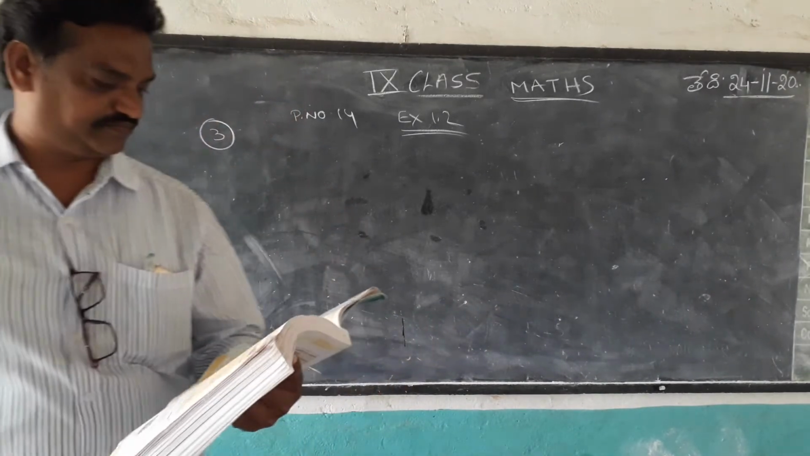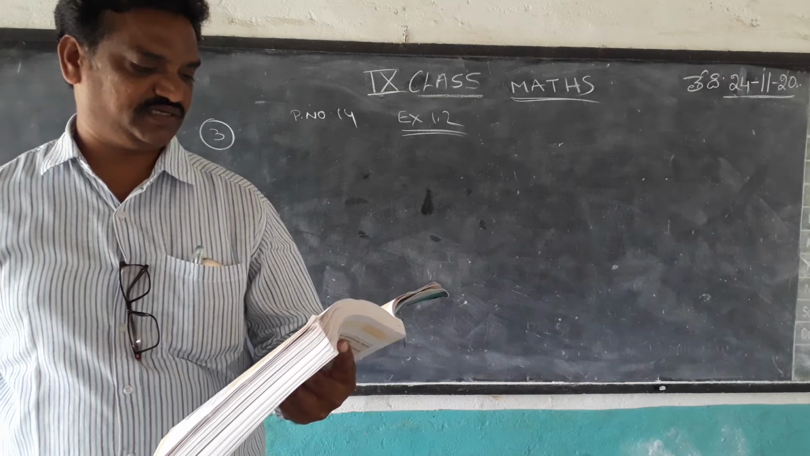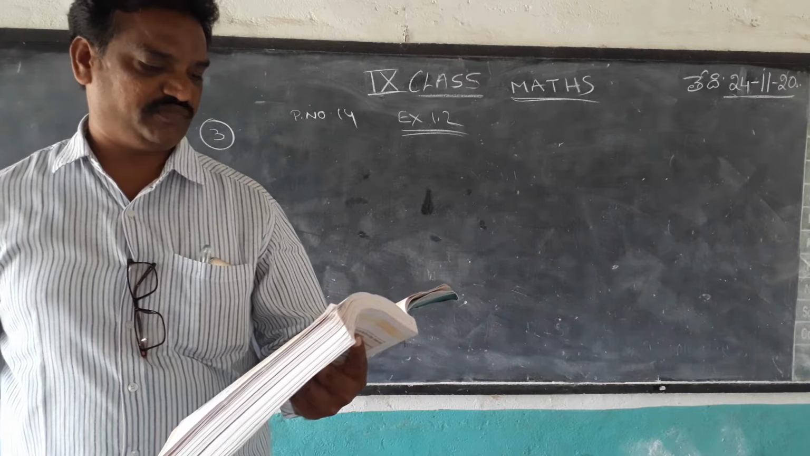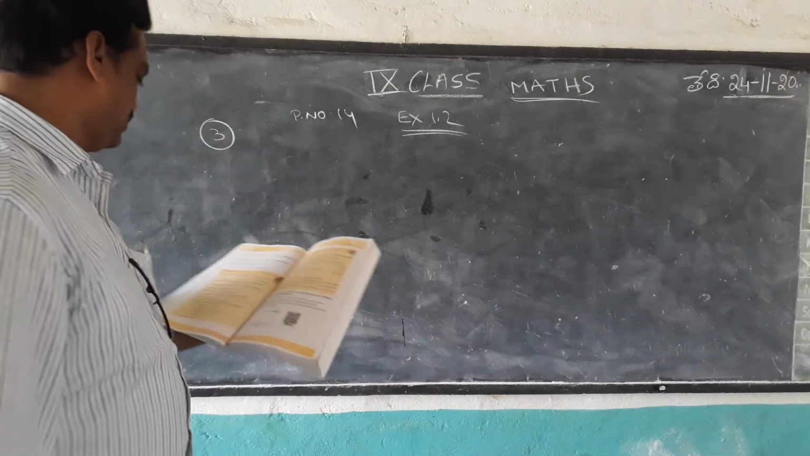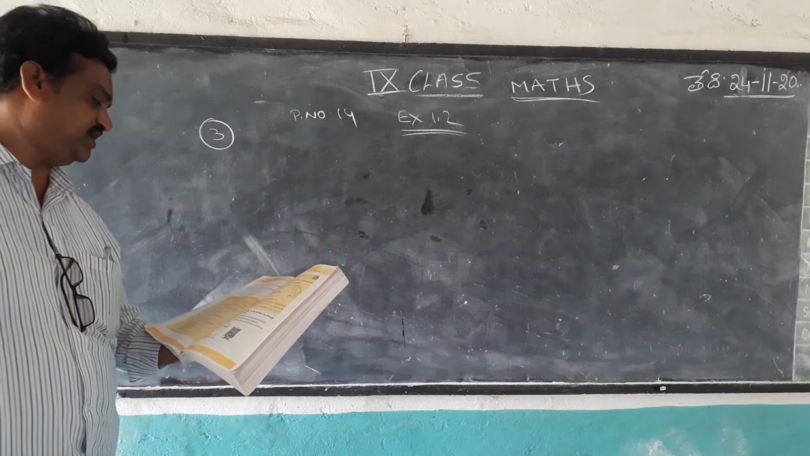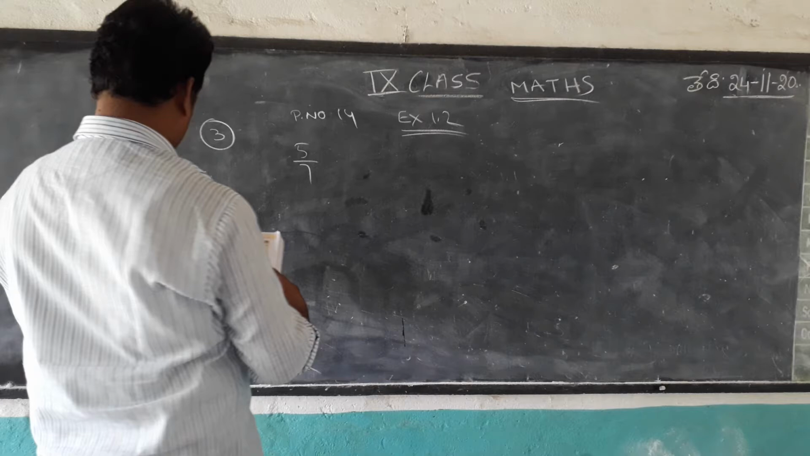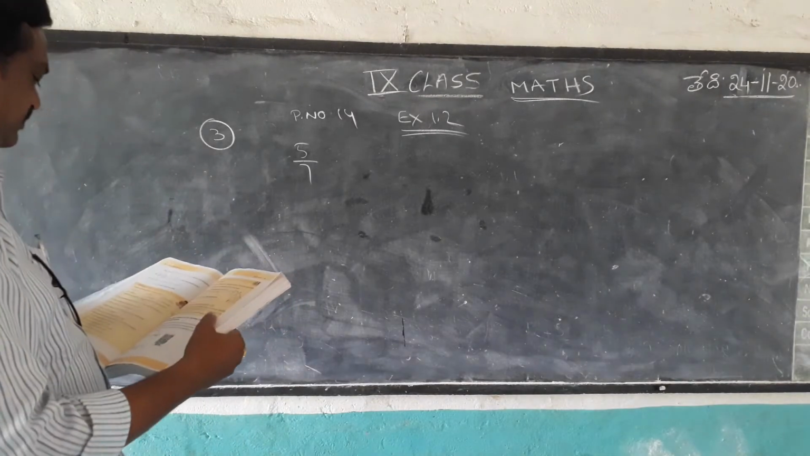Find an irrational number between 5 by 7 and 7 by 9. How many more there may be? You have to find out an irrational number between 5 by 7 and 7 by 9. First, the decimal form of 5 by 7.